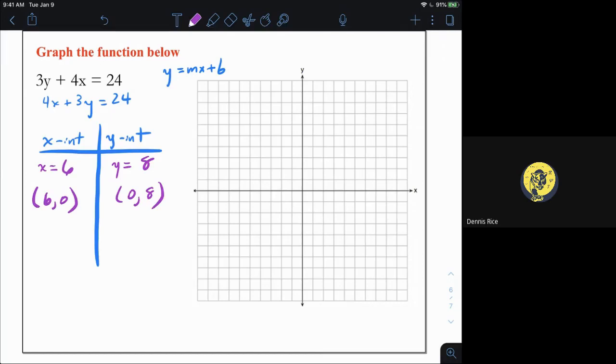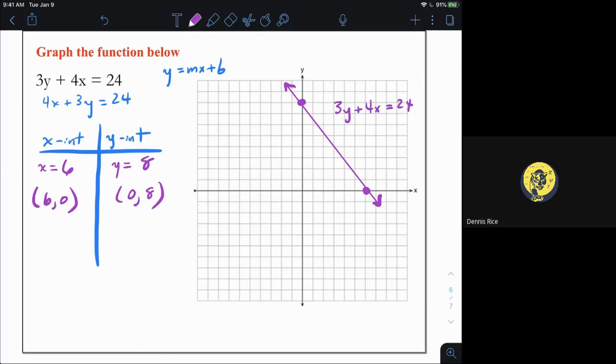So I'm going to plot (6, 0), and I'm going to plot (0, 8). 1, 2, 3, 4, 5, 6, 7, 8. And now you definitely need a ruler with standard form, because you can see I even have a tool and it's hard for me to make a straight line. It's so hard to connect 2 points if you were doing this freehand. If you were actually graphing these, you definitely would want to use a ruler. I put arrows on both sides, and it can't hurt to label it.